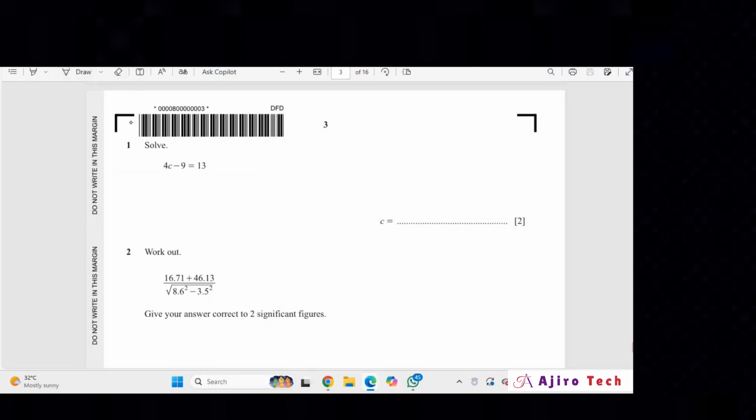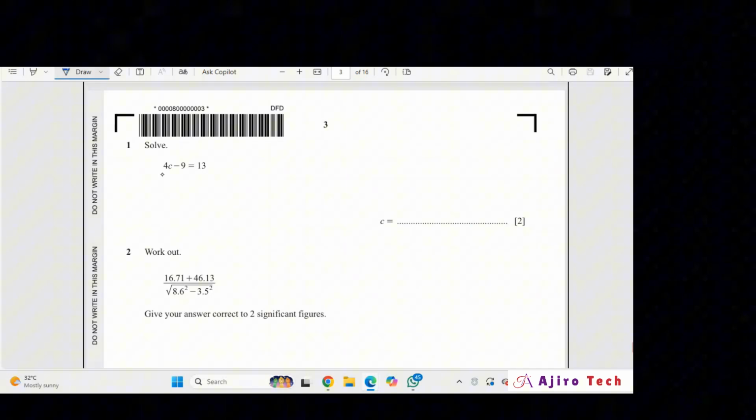Notwithstanding, what we are going to discuss, we'll start from the first one here. Now, if we have 4c minus 9 equals 13, 4c minus 9 equals 13. So when you have this, what you just need to do is solve for c. If we're solving for c, we're going to have it this way.